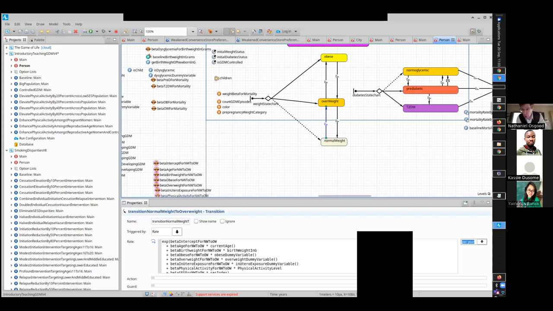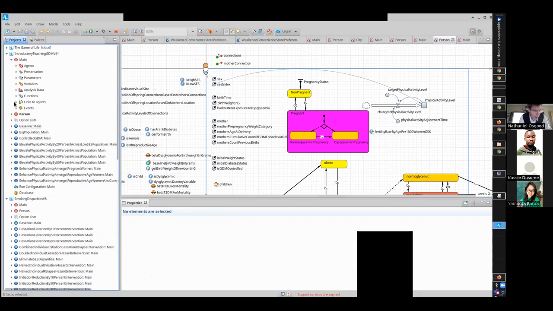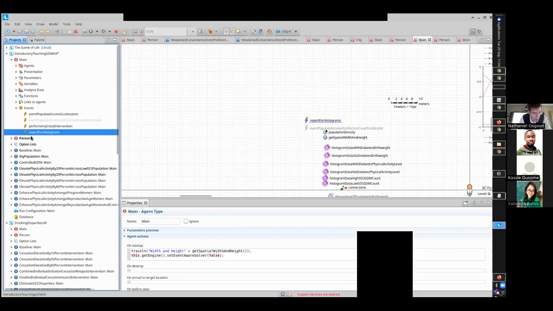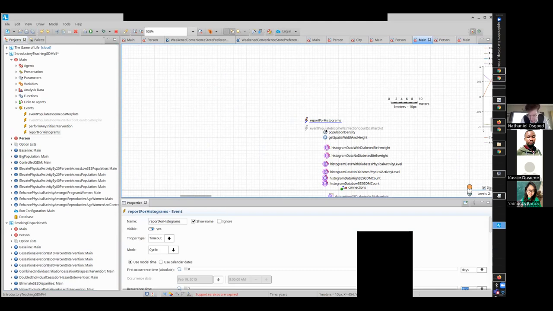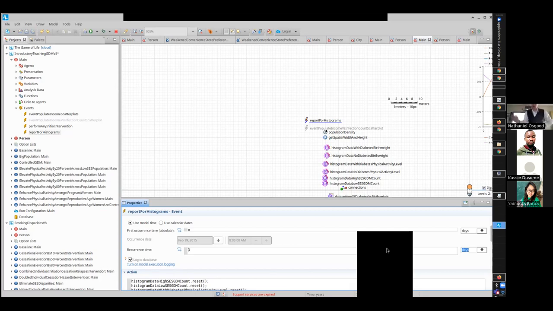And there's some other events which also occur in a continuous time framework. For example, if you go up to Main and you look at the event area, you'll see a reporting for histograms event, which fires off cyclically every one day here. If that were set to go off every hour, it would go off every hour. If it was set to go off every minute, it would go off every minute. You can set time as fine-grained or as coarse-grained as you'd like.